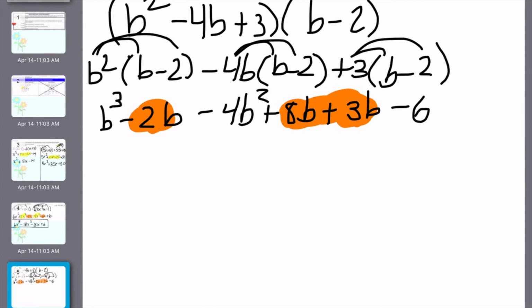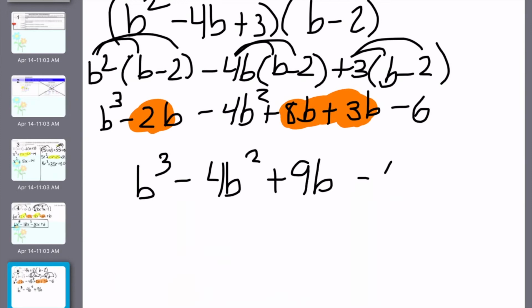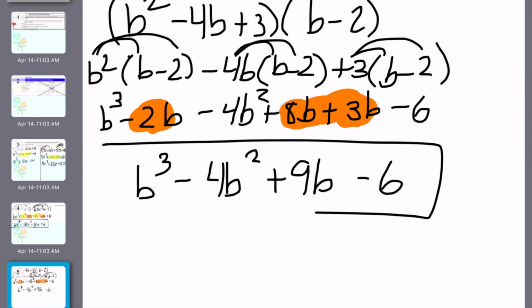So if I'm going to write this in standard form of a polynomial, meaning that I write it with the leading term that has the highest exponent, I start off with b to the third power minus 4b squared. I have negative 2b plus 8b plus 3b. Well, that's like 11b minus 2b, so I'm going to end up with positive 9b, and then bring down my constant minus 6, and that is going to be my answer.